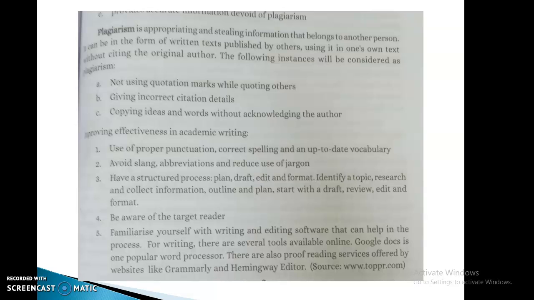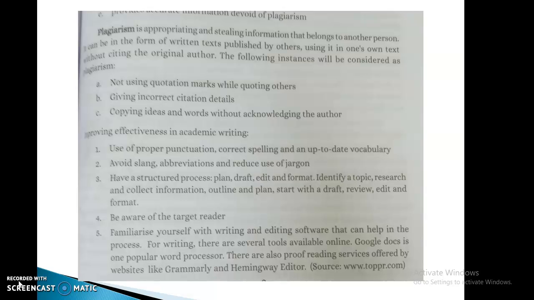The following instances will be considered as plagiarism. Not using quotation marks while quoting authors. For instance, if I use the quote, "The poetry of the earth is never dead" by John Keats, and if I do not use quotation marks and not cite John Keats' name, it is plagiarism.